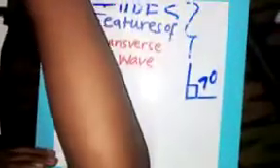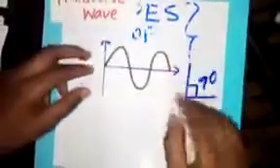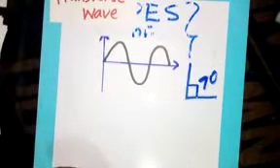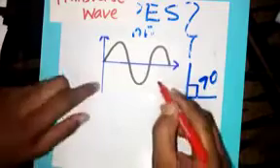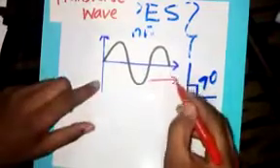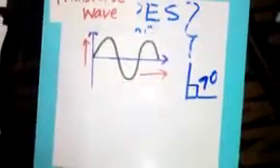Before looking at the features of the transverse wave, let us have the previous illustrations which illustrate the transverse wave. Remember, in the transverse wave, this is the wave direction and this is the particle direction. Now let us go back to the features. The features of a transverse wave are as follows.